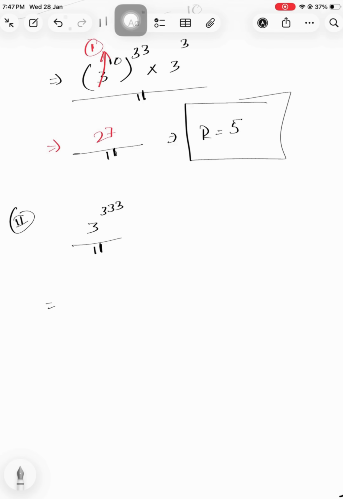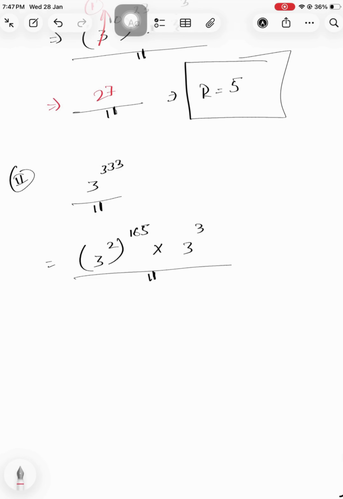So as we all know, for 11 we can take 11 itself as a multiple, or 22. And if we are expressing 3 raised to the power 333, then in my opinion, let's take 11 as the multiple itself. And the reason is that we can express 3 raised to the power 333 as 3 raised to the power 2 within a bracket, and 165 over here, and the remaining 3's over here, which is 3 raised to the power 3.